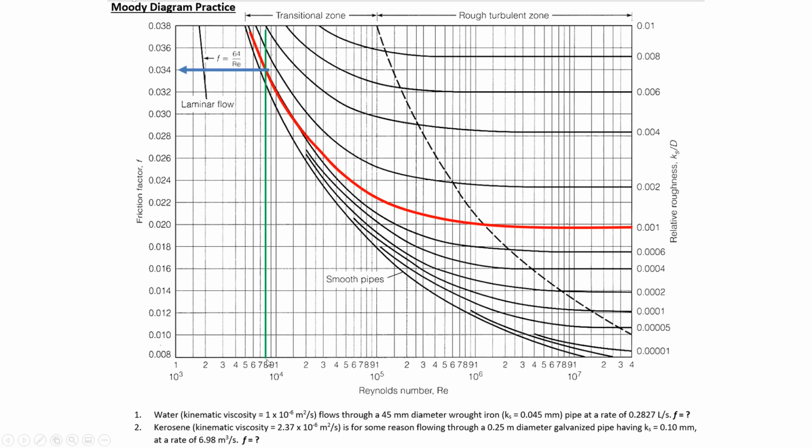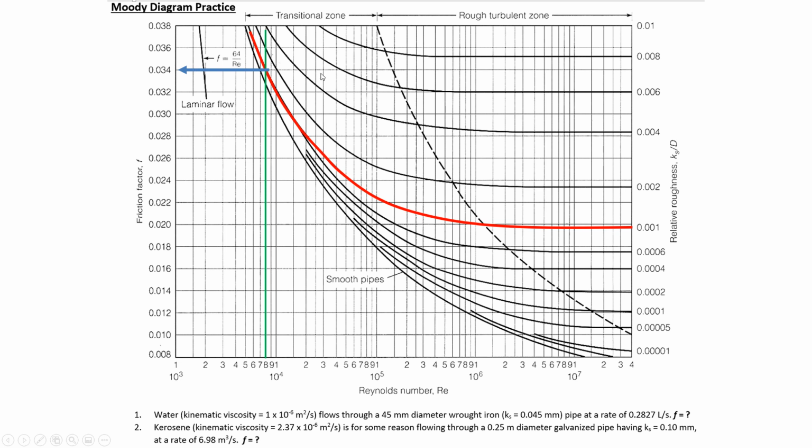So here in the green line is the Reynolds number, 8 times 10 to the third. And then the red line represents the relative roughness. Since it's a 0.045 millimeter roughness and 45 millimeter diameter, the relative roughness is 0.001. So you'd follow the curve, find the point of intersection. So the f value for the first one should be 0.034.